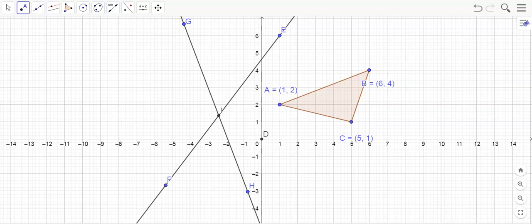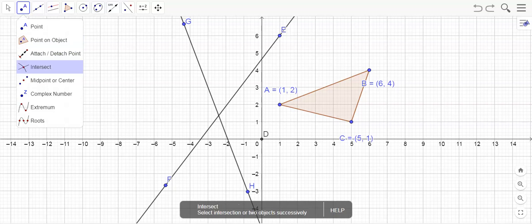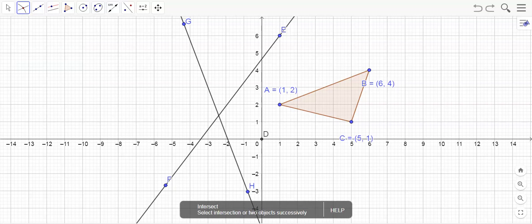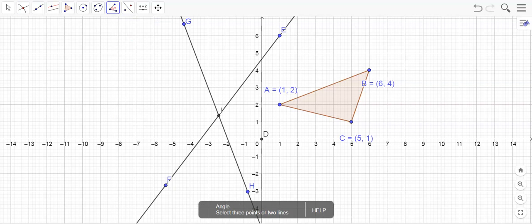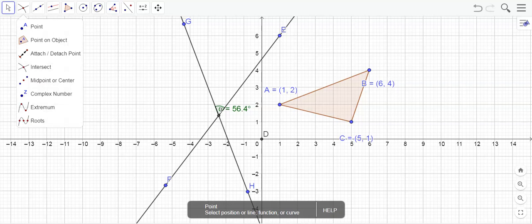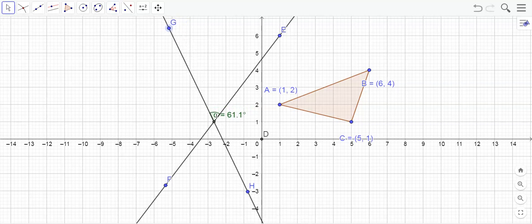And actually, to be safe, I'm going to choose a special point. I'm going to choose an intersect point. And I want to know where this line intersects this line. And now it locks it in. So if I move the lines, nothing goofy happens. Well, I want to know how many degrees this is. I want 60. So let's measure the angle from E to I to G. Well, we're close. We're at 56.4. So let's move this line to get right to 60. Perfect.